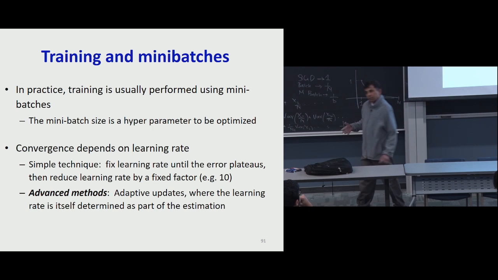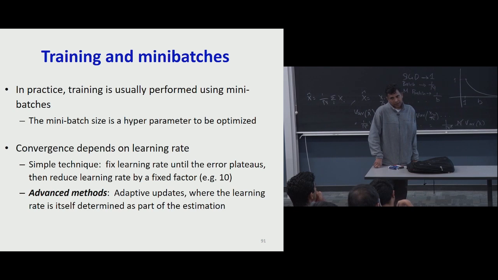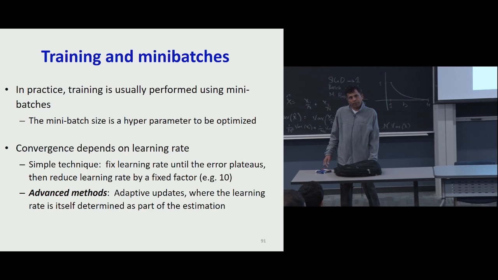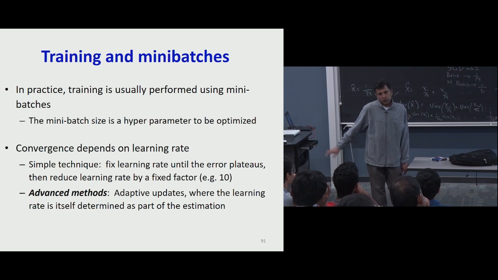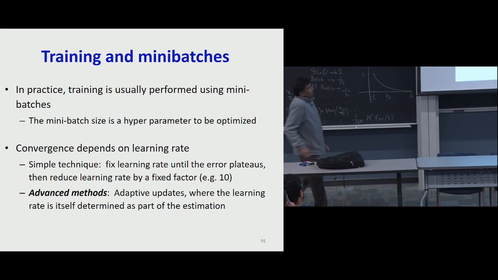The convergence depends on the learning rate. With standard techniques, you fix a learning rate till the error plateaus and reduce it by a fixed factor and so on. Again, observe that this satisfies the requirement that the sum of the squared step sizes is finite. And the requirement that the sum of the step sizes itself is infinite is never really a practical requirement, because you're never really going to explore the infinite space. Your data tend to be restricted. So that's something we tend to be a little more cavalier about. You can also have adaptive updates where the learning rate itself is determined as part of the estimation.